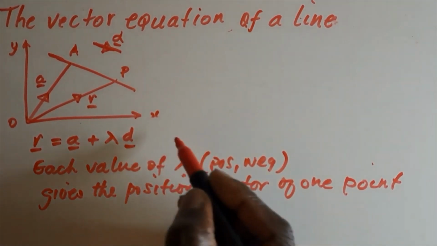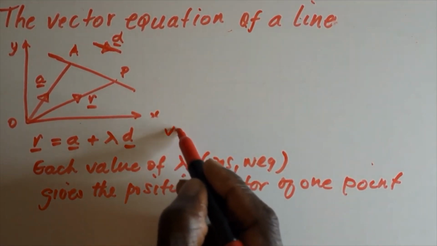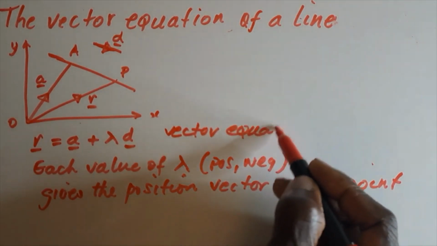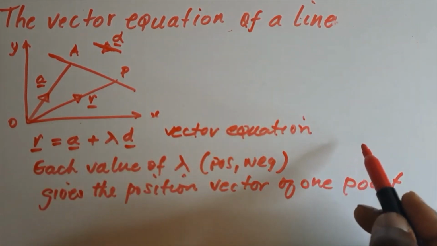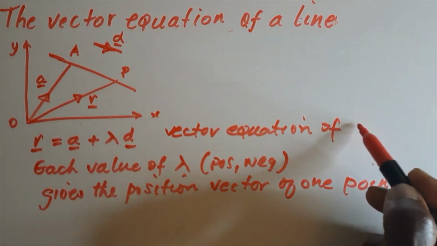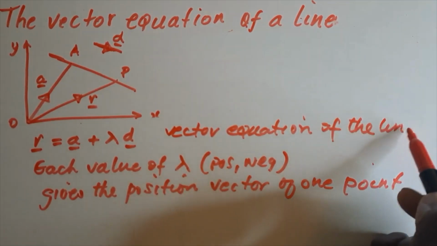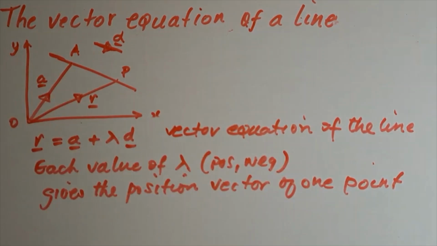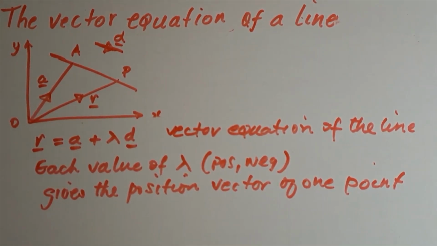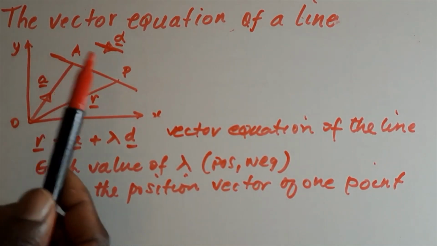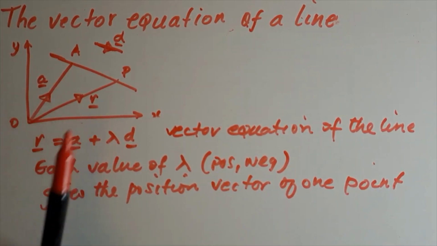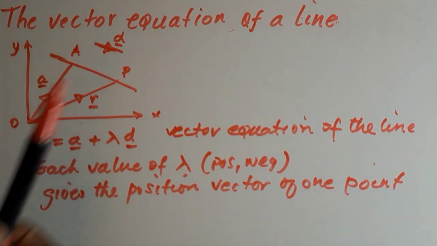So we know now that this is the vector equation of the line. Just this specified line here. It's in the XY plane. And we've specified that these 2 points A and P, with position vectors A and R, respectively, with direction vector D.